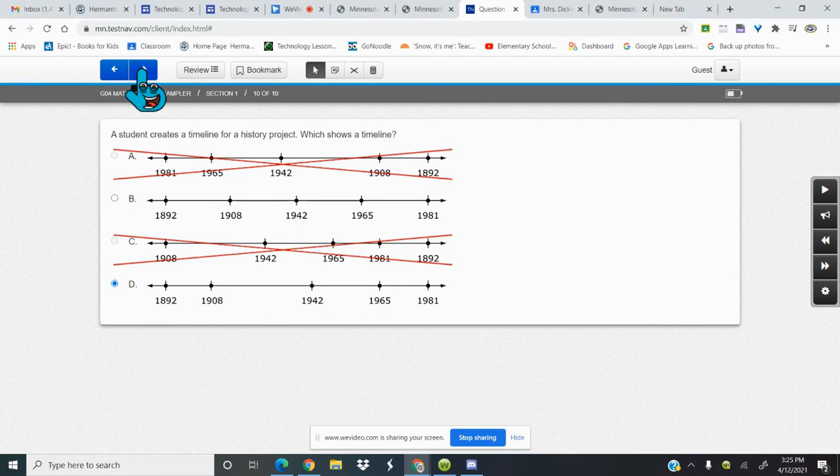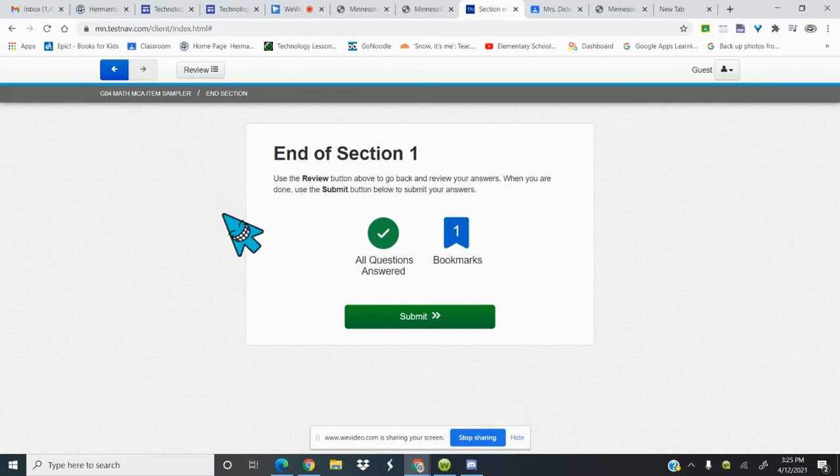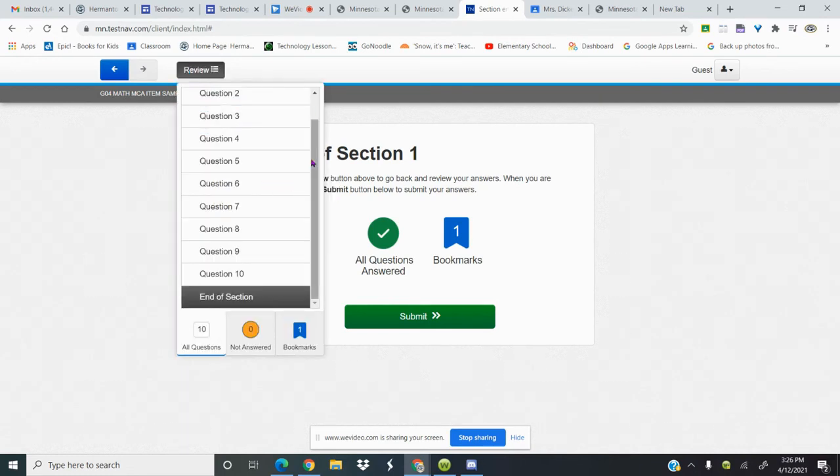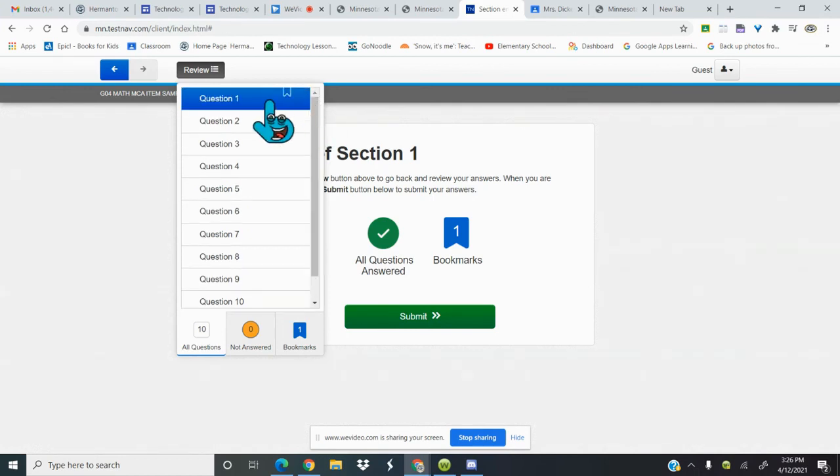All right, so I did have one bookmarked. I meant to bookmark another one. So I'm going to press the forward arrow, see what happens here. It's going to ask you when you're done if you want to submit your question. It says you have one bookmark. I'm going to go back to the review. I'm going to find that bookmark. That was question number 1. They won't let you submit this test if you have a bookmark.